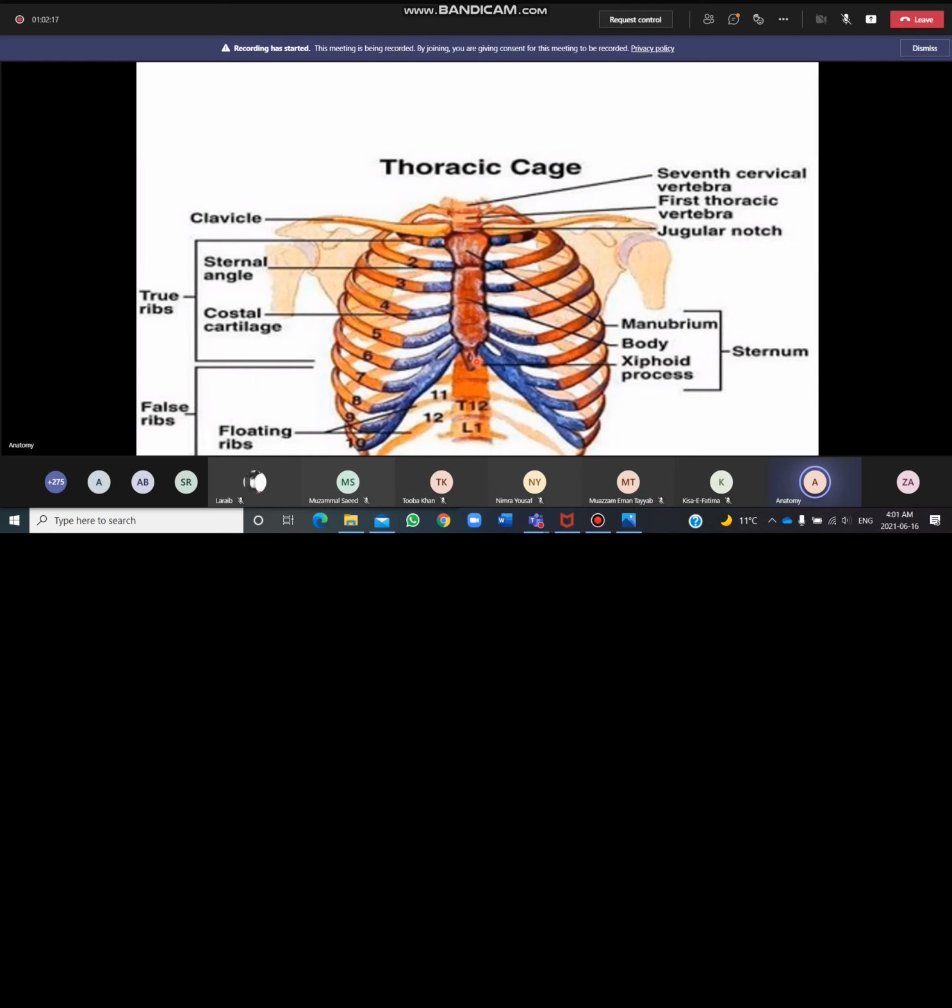So this is a variable portion and it's very small. But the smaller it is, the more significant it is, because it provides attachment to the important muscles of the abdomen.